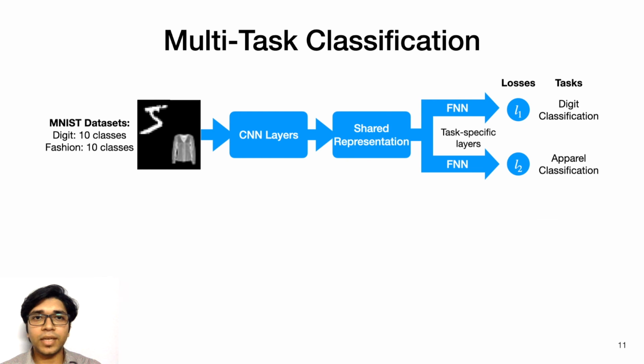Finally, we tested our method for multitask learning. Here there are two tasks: digit classification and apparel classification. Datasets for both the tasks have 10 classes each, and we used cross entropy losses for both. Now let's see how the losses look after training.